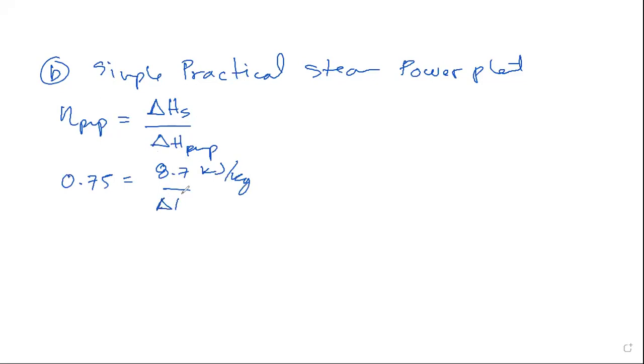So, we're going to calculate delta H pump. The delta H pump is 8.7 divided by 0.75, 11.6. Ano? Magiging 11.6. Tapos, let's try to find the new H1. Yung H1 kasi kanina, parang H1 prime yun. So, pag simple practical na, ito na yung bago nyong i-add sa H1.